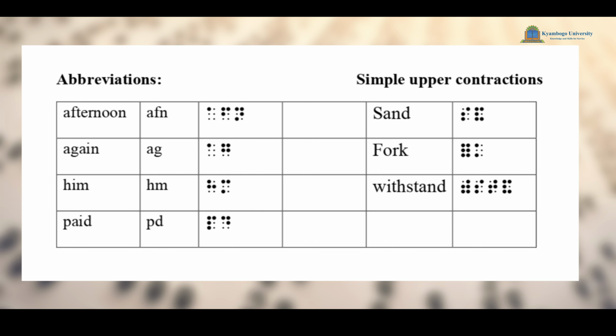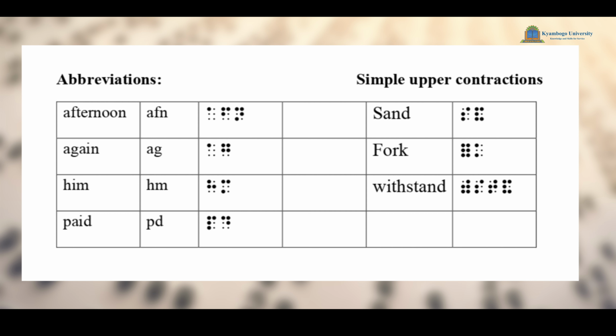And in the same exercise, I am also introducing abbreviations. We are going to introduce ourselves to four abbreviations. The first one is afternoon. Afternoon is abbreviated by three letters, AFN. You leave a space and you proceed.